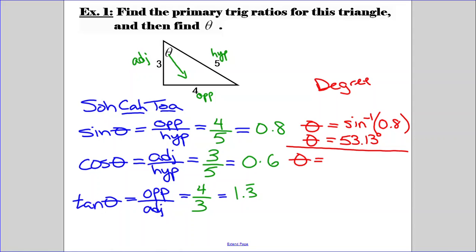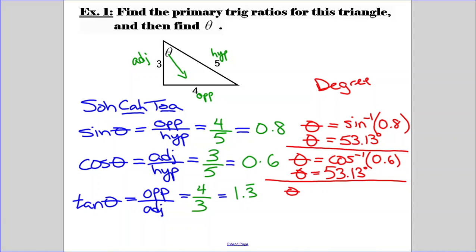After that, let's try cos. So cosine, now with cosine we had 0.6. Let's see if we can do second function cosine and punch in 0.6. And we should get the same answer again, 53.13 degrees. That tells us that we're on the right track.